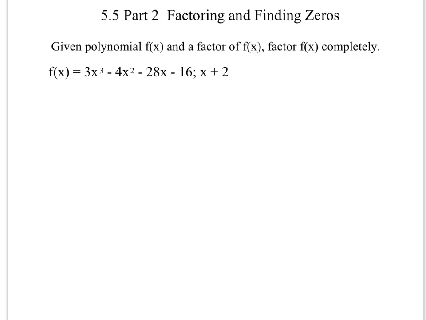So starting out, what I just want to focus on is these directions. Given a polynomial f of x, which is this, and a factor of f of x, which is this, factor f of x completely. So first off, let's just think about this factor for a second. What it means is this x plus 2 is a factor of our function, which means it divides it evenly. Since it divides it evenly, we know that if we were to do some sort of division on this, we're going to get a remainder of 0, and what it's going to do is factor it out a little bit more so that possibly we can do more to it.